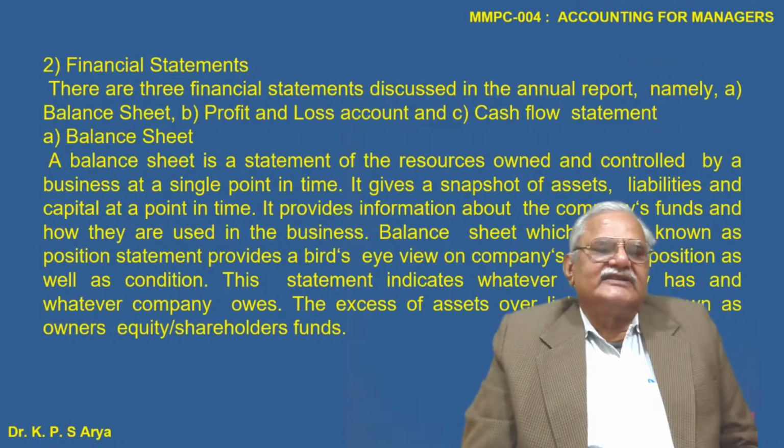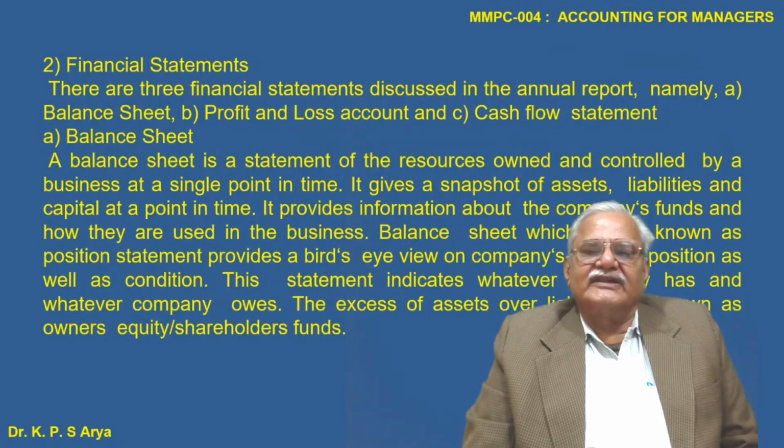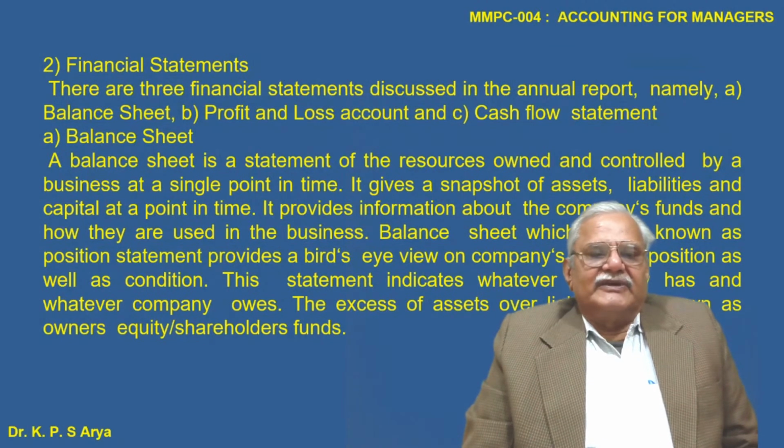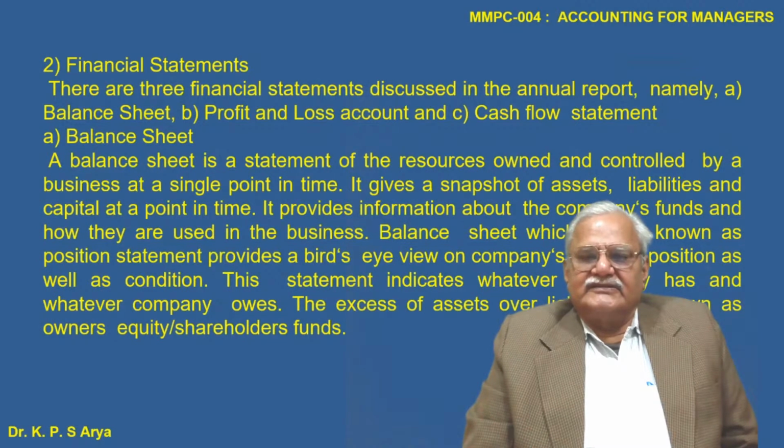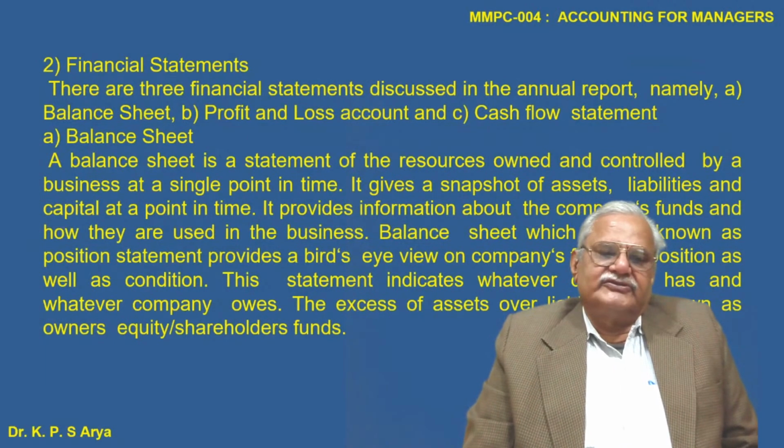Now the financial statements. There are three financial statements: balance sheet, profit and loss, and cash flow. The balance sheet is a statement of resources owned and owed by the business at a single point in time. It gives a snapshot of assets, liabilities, and capital at a point in time. It provides information about the company's funds and how they are used in the business.